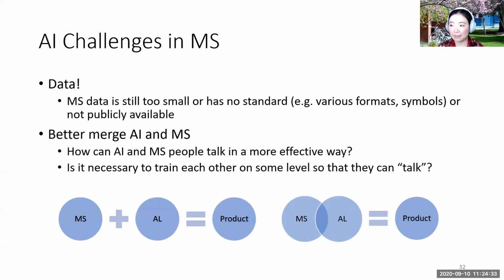So here is the finale. I want to summarize some of the challenges we've seen in using AI in material science research. The first thing, like I showed you in the previous example, is data. The material science data is still too small. We know that, but unfortunately, that's the case.